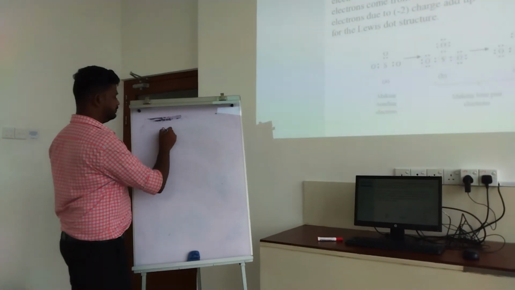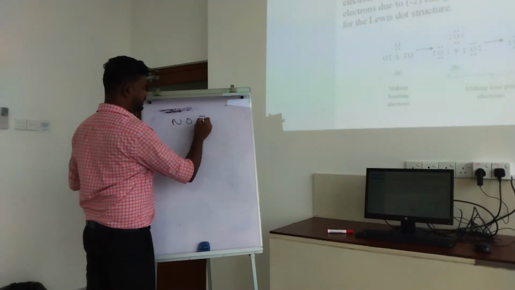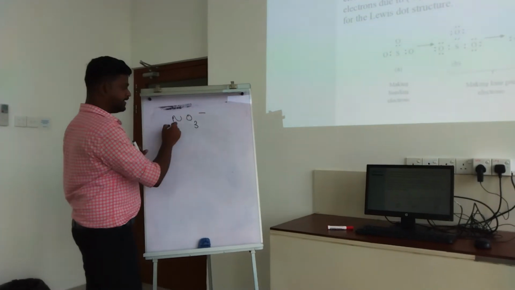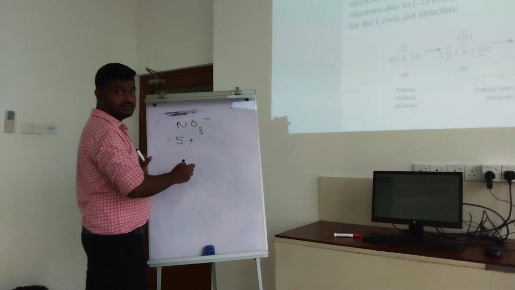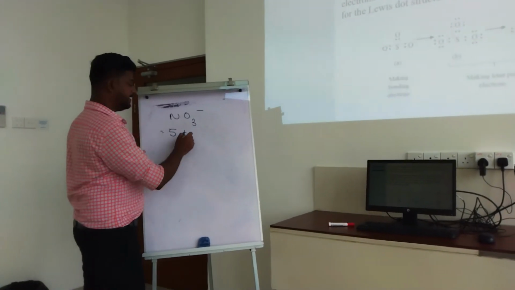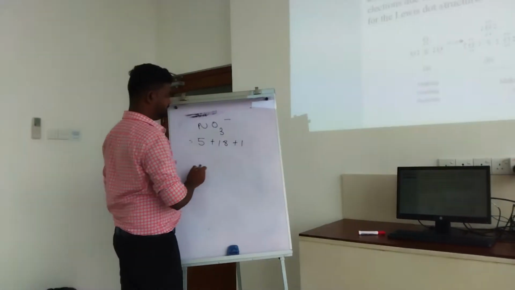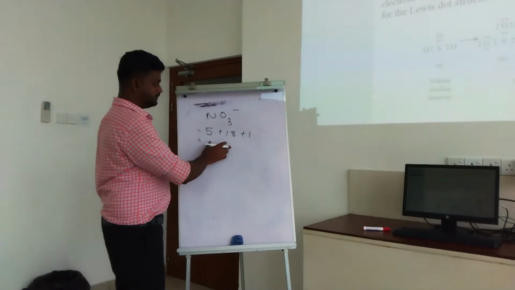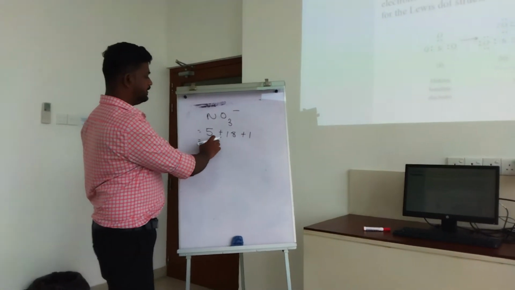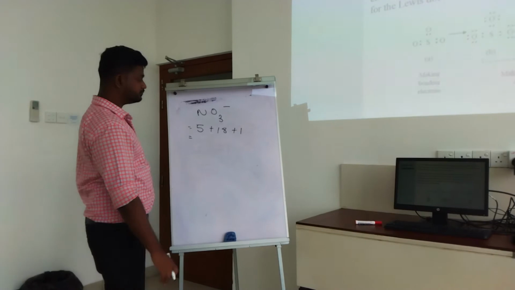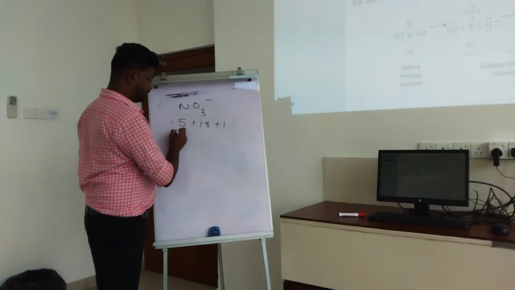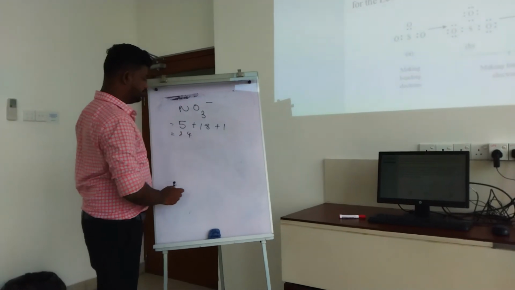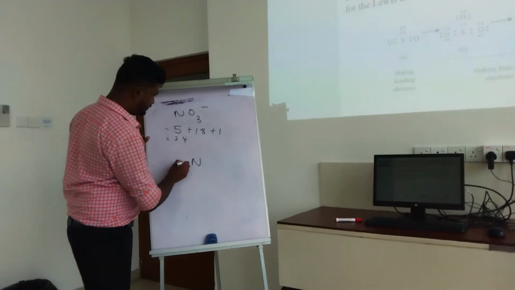NO3 minus. For nitrogen, 5. Oxygen, 6 into 3, 18, plus 1. 6 plus 18, 24. Nitrogen, oxygen, oxygen, oxygen.